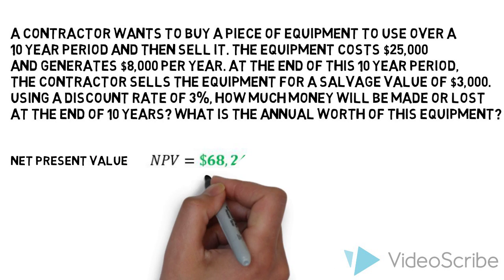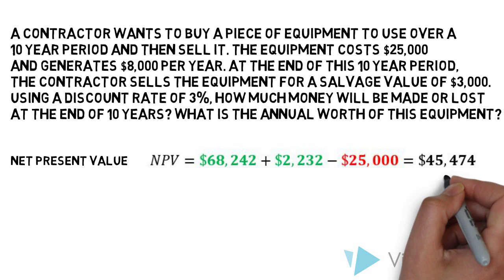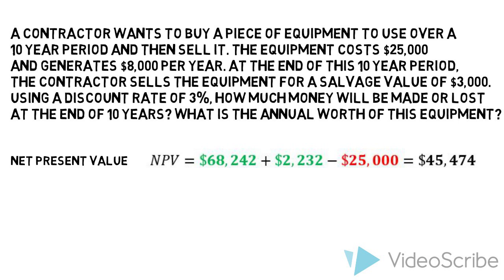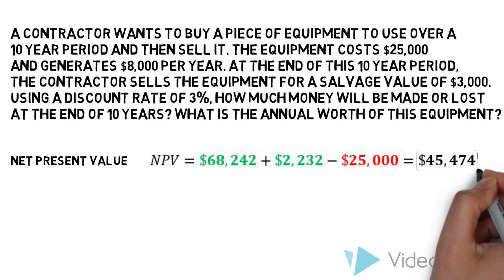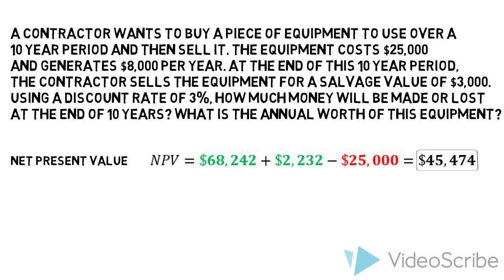The initial cost is the only negative cash flow, so this will be subtracted from the sum of the other two present values. This results in a net present value of $45,474 for the equipment. Therefore, the equipment is profitable for the contractor.